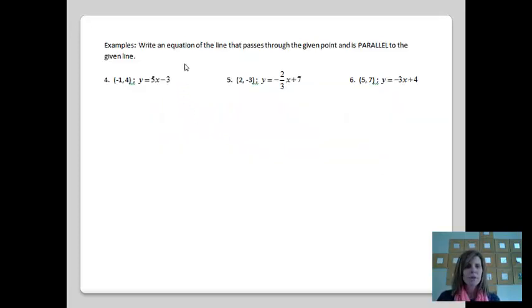Okay, the next thing that we're going to be doing is writing an equation of the line that passes through the given point and is parallel to the given line. So I'm going to draw a picture, number 4. You do not need to draw the picture. I'm just trying to show you what we are trying to find. Okay, so I'm going to first of all start by drawing y equals 5x minus 3. So I'm going to start at the number without the x. So I'm going to start down at -3. And then from there we are going to rise 5 and run 1.